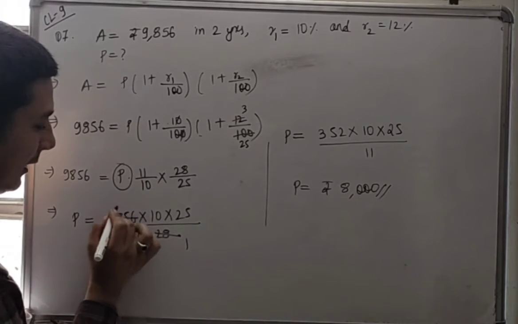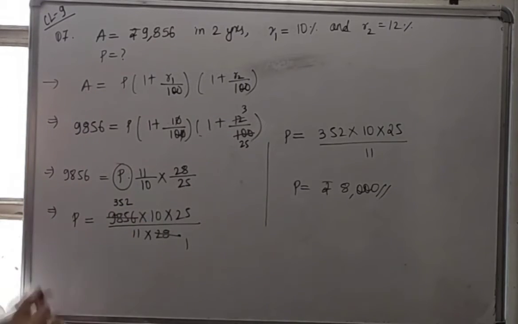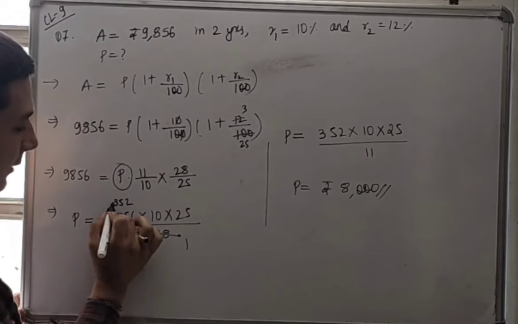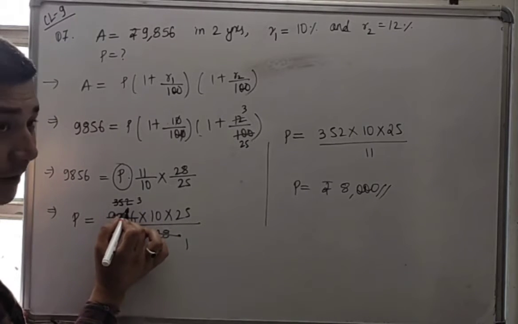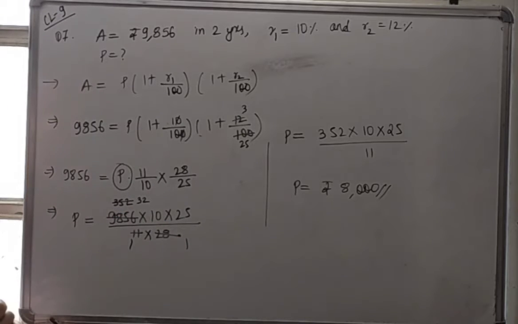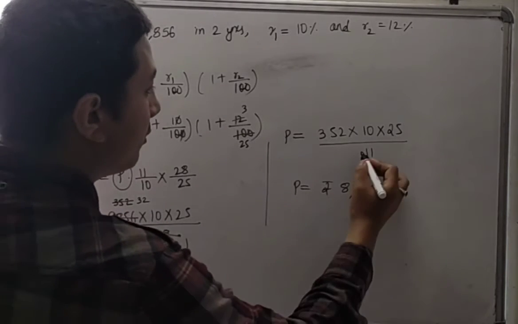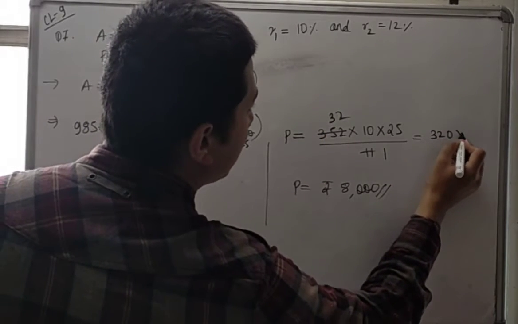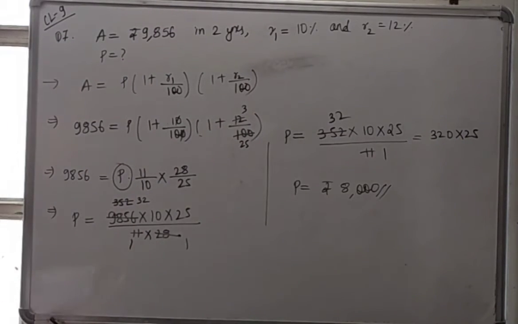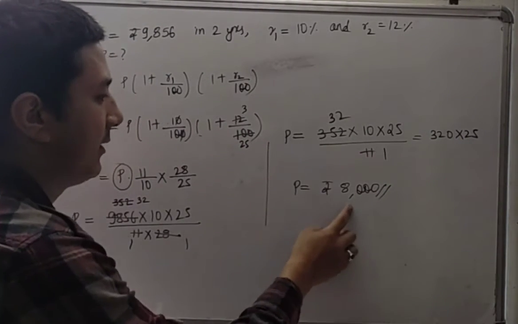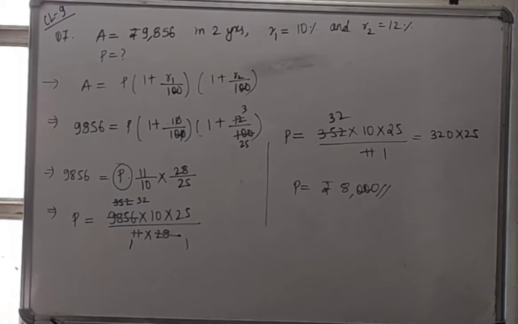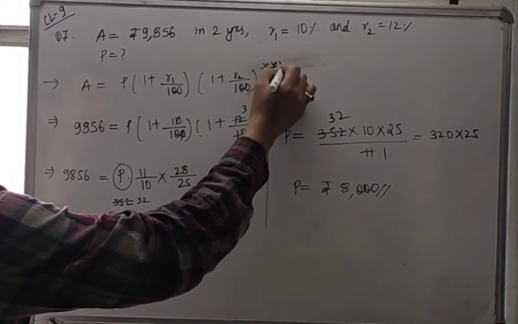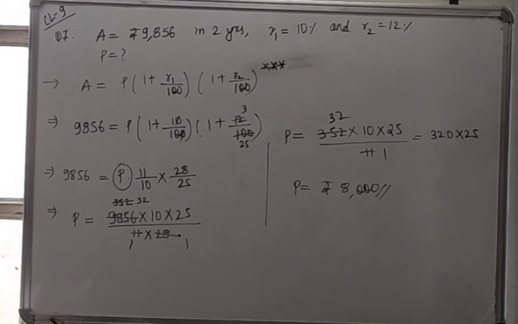28 ones are 28, 352 times is your 9856. Now here I can cancel 11 ones are 11, 11 threes are 33, and 22 is the remainder, 11 twos are 22. So hence you will be getting 11 ones are 11, 32 times. Which means here we will be getting 320 into 25. And if you multiply 320 into 25, the principal you'll get is 8000. Okay, so not difficult at all. This formula is important. Please do remember this formula and put the values and calculate. Pause the video and note it down.